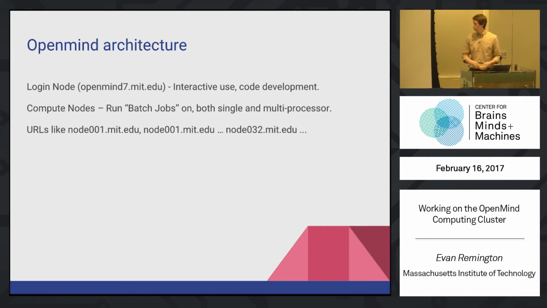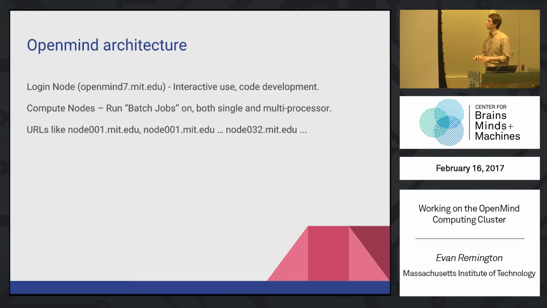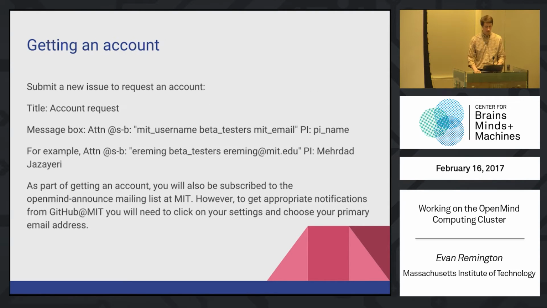So the architecture, there's a login node. So when you log in, you're going to be logging into openmind7.mit.edu. You can use this for your interactive terminal use and code development. And then there's the compute nodes, which run batch jobs or interactive jobs for both single and multiprocessor tasks. They have URLs like node001, 002, 003. But typically, you won't be connecting directly to these nodes. You're going to be interfacing only through the login node.